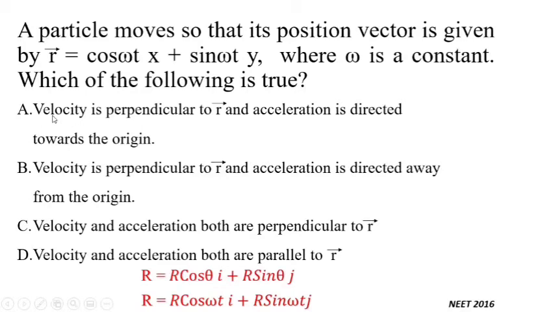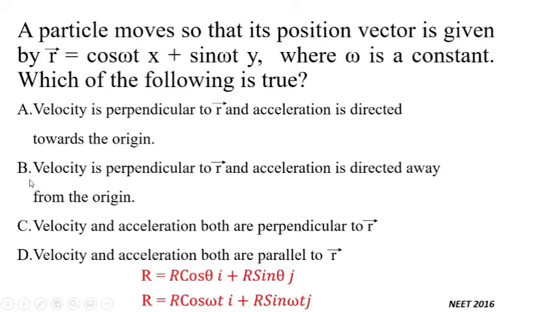In option A it is given that velocity is perpendicular to vector r. So this is true, and acceleration is directed towards the origin. In case of uniform circular motion, acceleration is always directed towards the origin. So both the sentences are true in case of option A. So this must be correct.